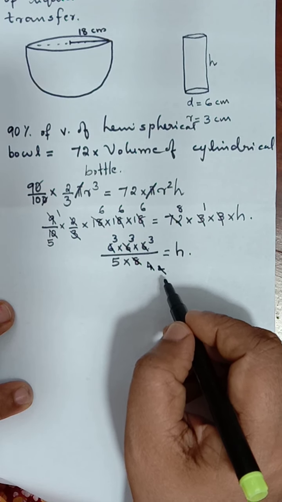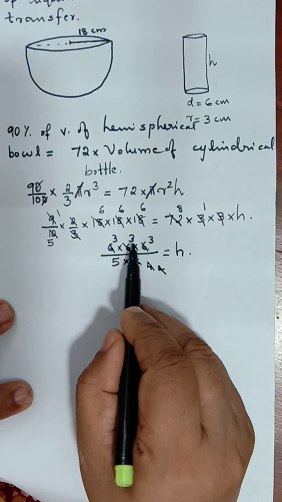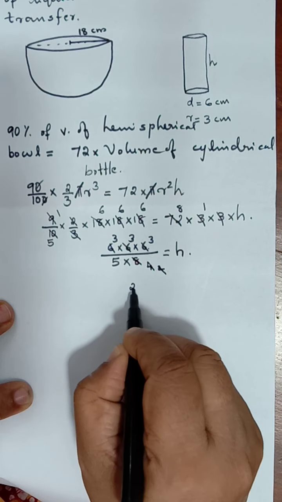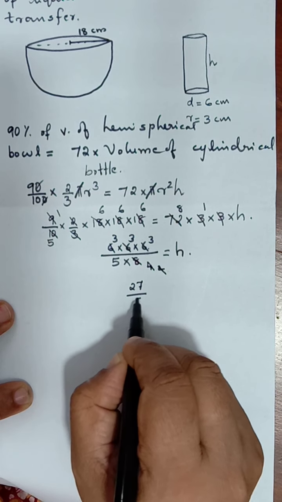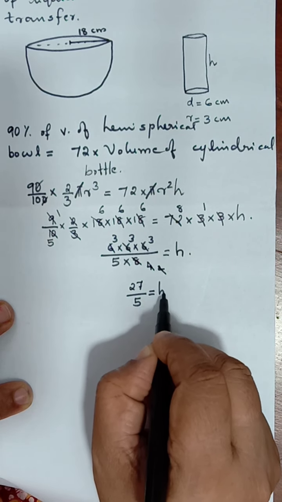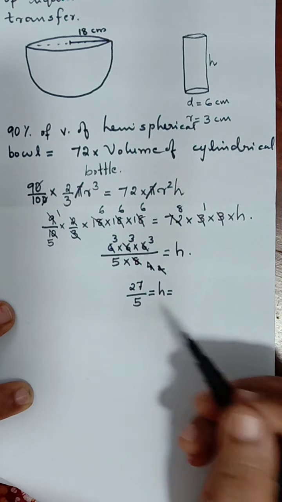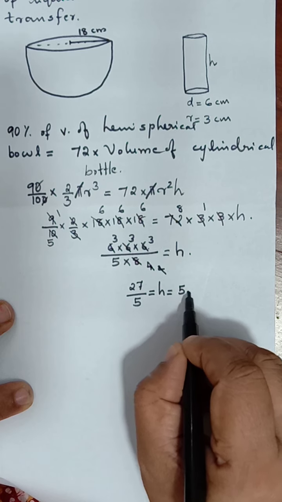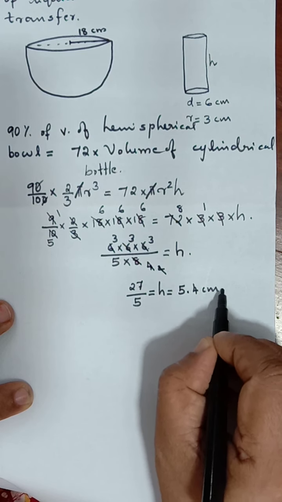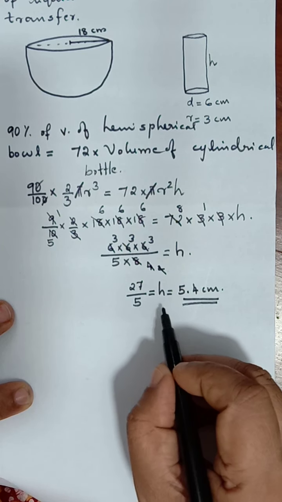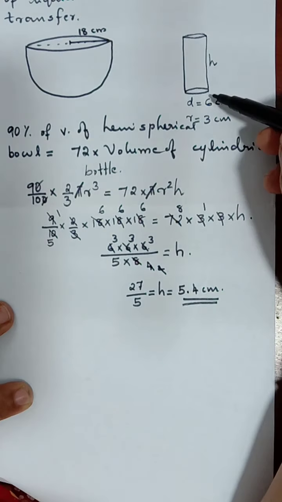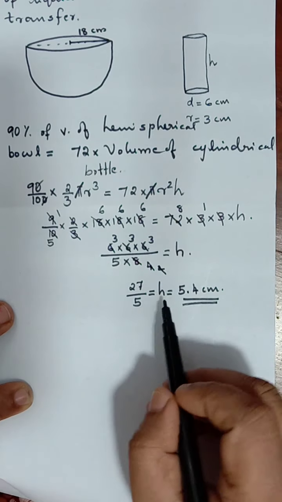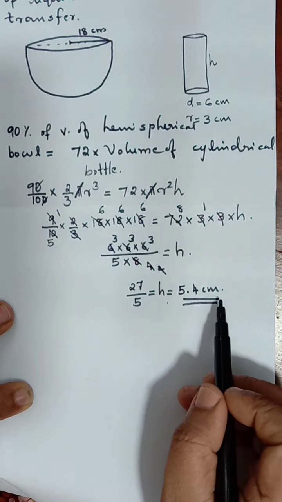So here we have 3 3s are 9, 3 9s are 27 divide by 5, that is equal to our h. When we divide, we'll get the answer as 5.4 centimeter. So this is the height of cylindrical bottle. h is equal to 5.4 centimeter.